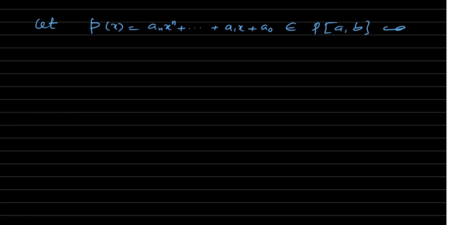So let's take any polynomial, say p. Let p(x) be equal to a_n x^n plus ... plus a_1 x plus a_0. Suppose it belongs to P[a,b], and let's take any epsilon positive.